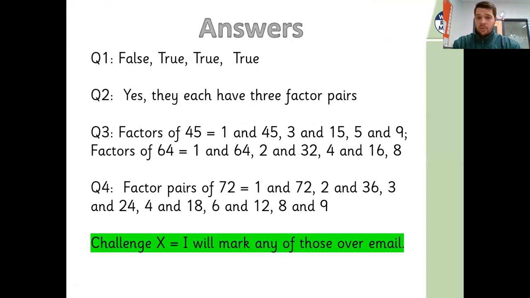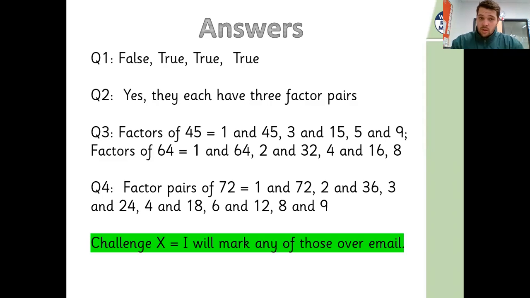The factors of 45 are 1 and 45, 3 and 15, 5 and 9. And the factors of 64, 1 and 64, 2 and 32, 4 and 16, and then just 8. 8 isn't a factor pair because 8 times 8 is 64. So there's no point writing 8 twice. All we need to know is 8 is a factor of 64.